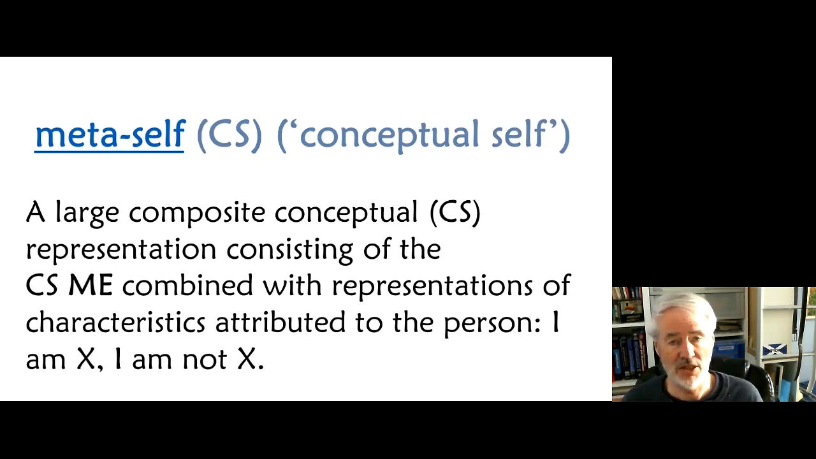And finally, there's the meta-self, our concept of self, our personal concept of self, which is also a bundle of composite representations, complex representations, including the concept of me, right? And surrounding me, we have all sorts of representations in the conceptual system which relate to how you view yourself. I am X, I am not X, I'm different, that sort of thing. So that's the third of the basic selves.